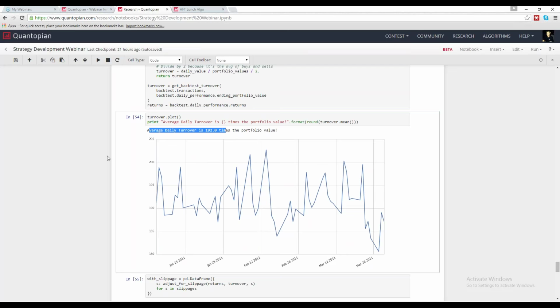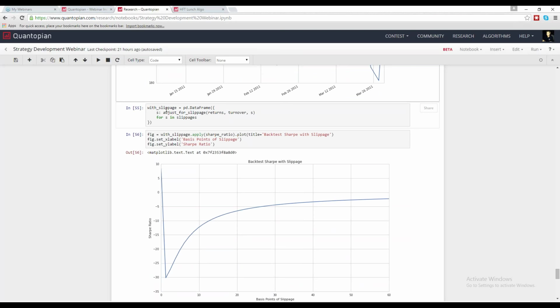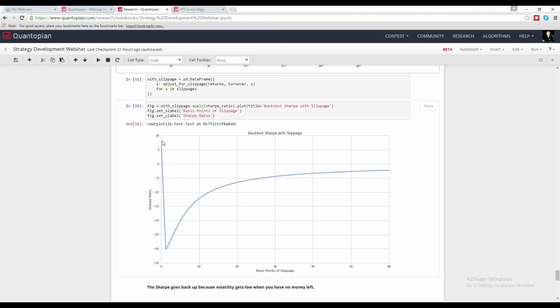So now what if we apply slippage to this? If we apply that same function where we're adjusting for slippage over a range of slippages, and I believe I'm doing from 0 to 60 basis points, you can see the Sharpe ratio immediately, as soon as you add any slippage at all, goes completely south. And it actually gets better, it recovers, but that's interesting only because your money's all gone, so your volatility gets very low, so your Sharpe actually goes back up.